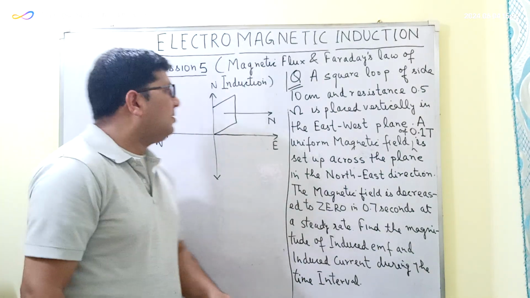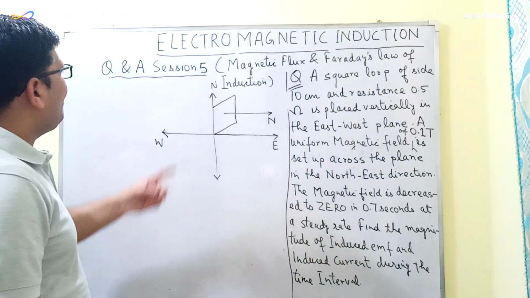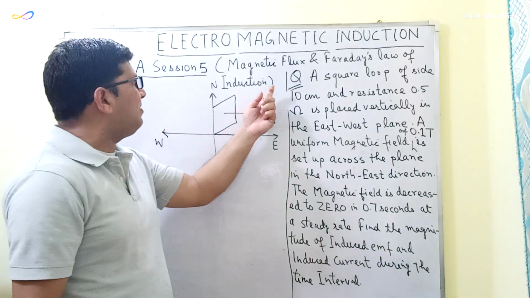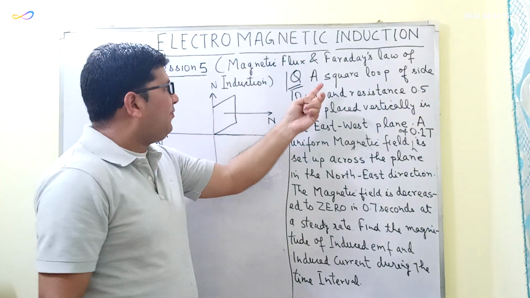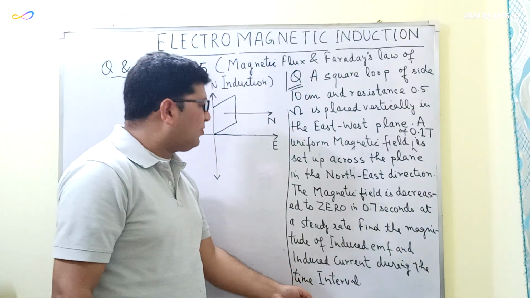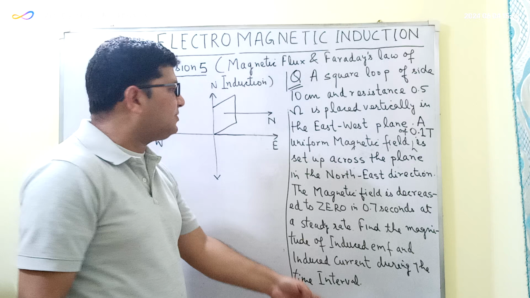Welcome back everyone. This is the Q&A session 5 from the playlist of electromagnetic induction. The topic is magnetic flux and Faraday's law of induction. And this is the question which I have taken for this session. This question is available in the NCERT book.